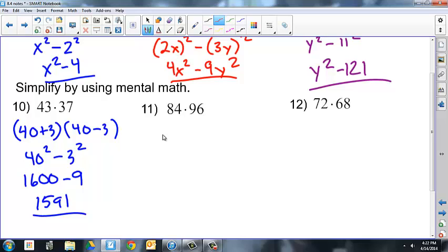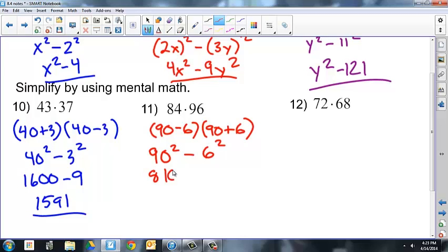84 times 96. Now hopefully you're looking at this and saying, 90, close to both numbers. So we'd have 90 minus 6 times 90 plus 6. So again, we can use that product of a sum and a difference. So 90 squared minus 6 squared. 9 times 9 is 81, but when you do 90 times 90, you're going to have to put those 2 zeros there. We'll subtract 36, and this would be 8,064. Beautiful. No calculator needed.